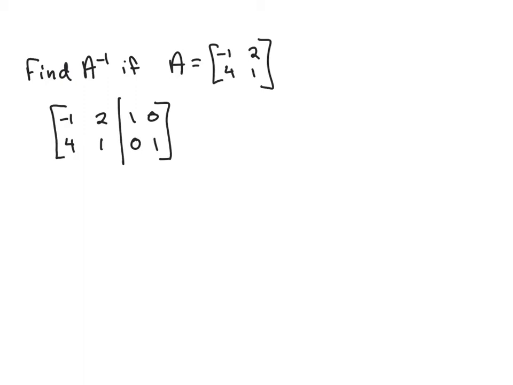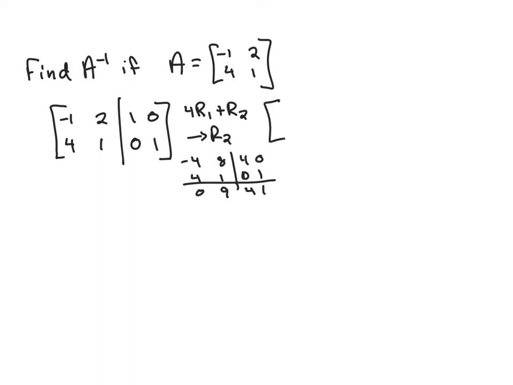So I'm going to multiply row 1 by 4, add it to row 2, and I want the 0 in the first column to be in the bottom. So I'm going to replace row 2 with that. So I have -4, 8, 4, and 0. That's row 1. Row 2 is the same. Combine those rows, 0, 9, 4, and 1. And that replaces row 2. Row 1 stays the same.